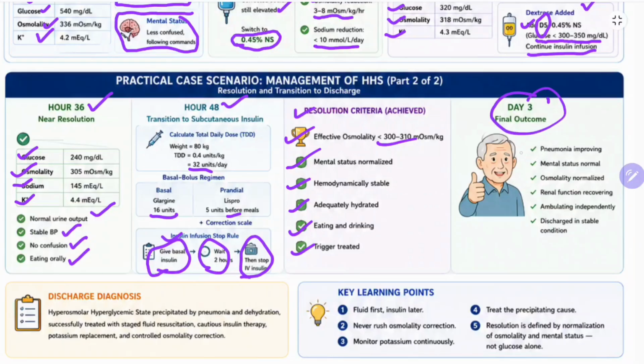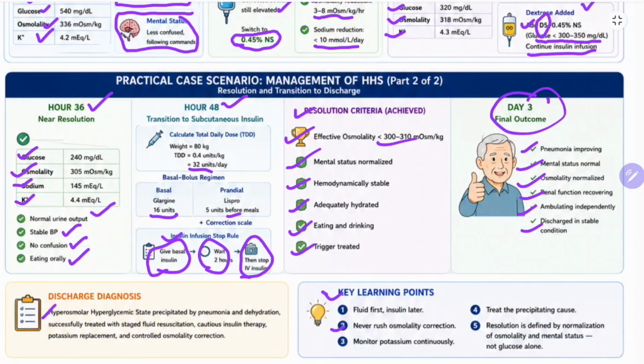So this patient Ramesh's pneumonia is improving, mental status is normal, osmolality is normalized, renal function is recovering, and he is independent. Discharge in stable condition. Discharge diagnosis: hyperosmolar hyperglycemic state precipitated by pneumonia and dehydration, successfully treated with staged fluid resuscitation, cautious insulin therapy, potassium replacement and controlled osmolality correction. Key learning points: fluid first, insulin later strategy.